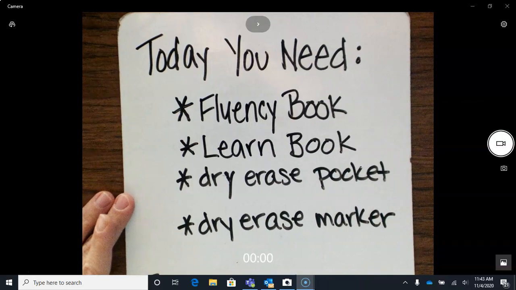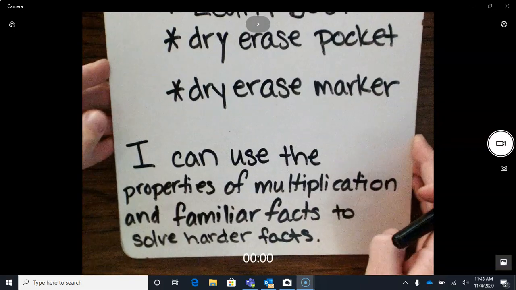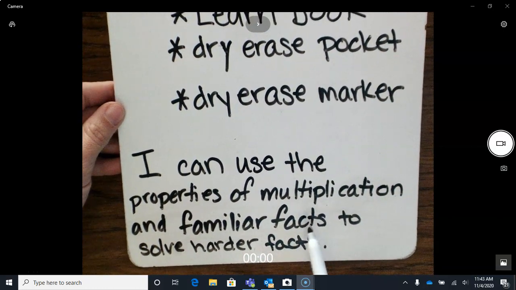have your stuff ready. Today, we are going to be able to use the properties of multiplication and familiar facts to help us solve harder multiplication facts. Okay? Now, before we get started, we're going to do some sprint work and some fluency work.